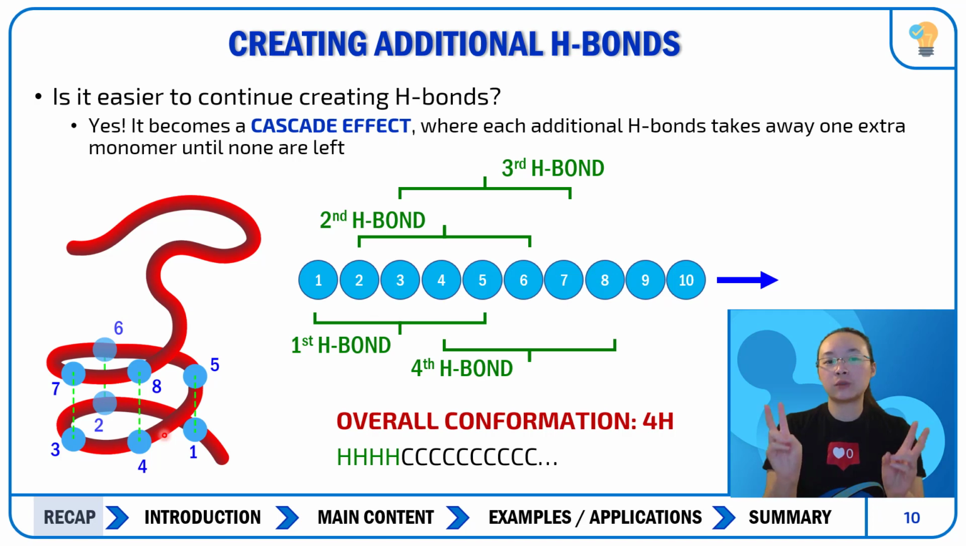They're still considered coil states, which means they want to be free to move, but they can't because they're essentially locked into place by this 1,5 connection. Therefore, it's not preferable for them to stay in this conformation. They do want to hydrogen bond with another monomer above them. So then you have a cascade effect where each additional hydrogen bond takes away one extra monomer until none are left.